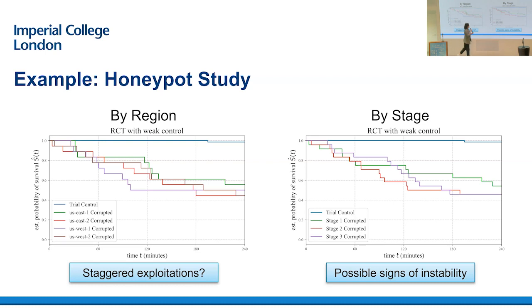And then the other thing that was interesting was in the stages. So again, it was over 4 hours. And some of these are survival curves. Sorry, I probably should have mentioned. So it just says, as they get exploited, we reduce the likelihood that the honeypot would survive by the end of the trial. And that's what the final result is.